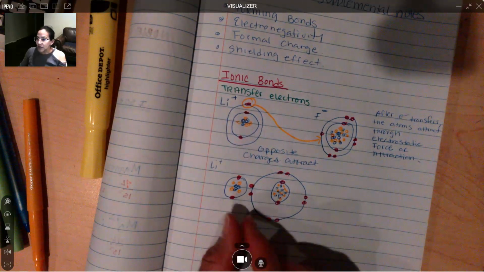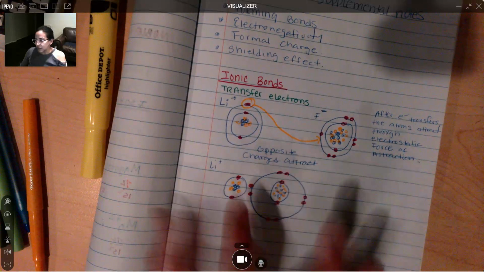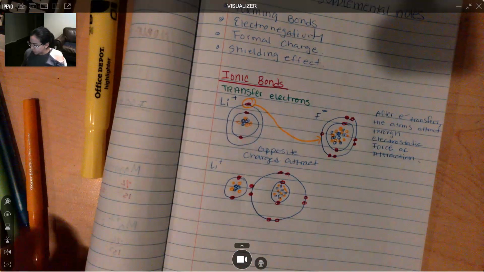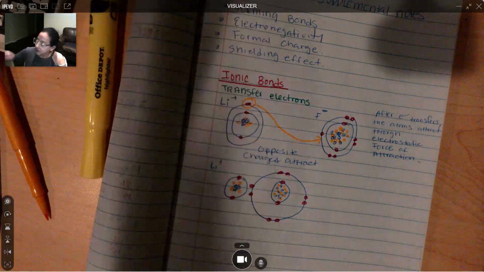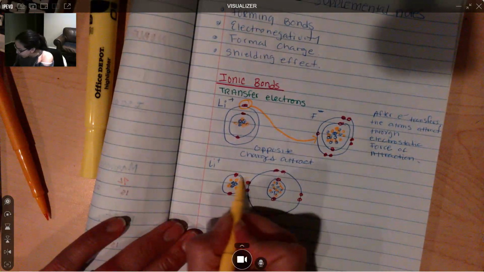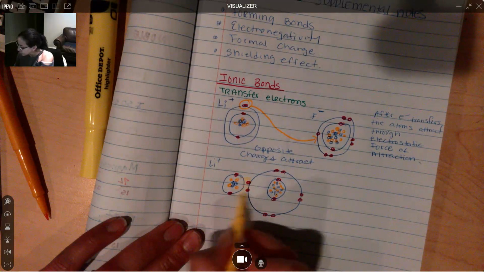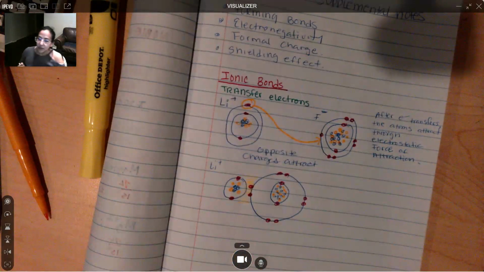You notice that it's not really touching itself. Okay, they're not touching, but they are attracted together. So somewhere in between, right here, it's like magnetism almost. Okay, they're attracted to each other.